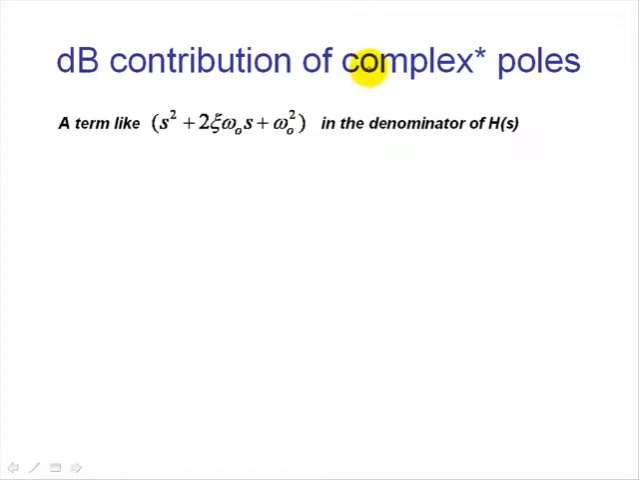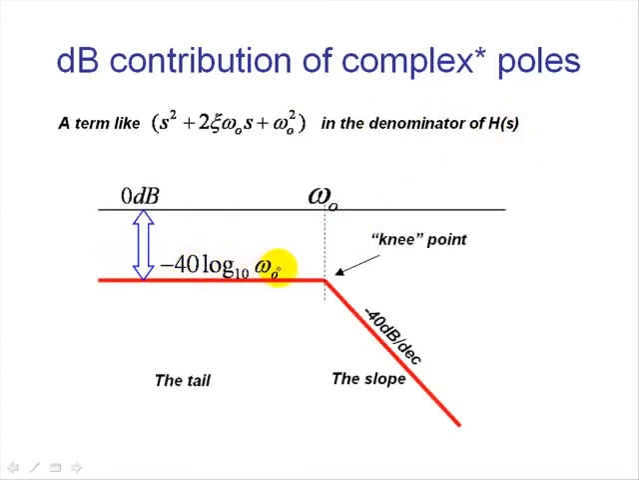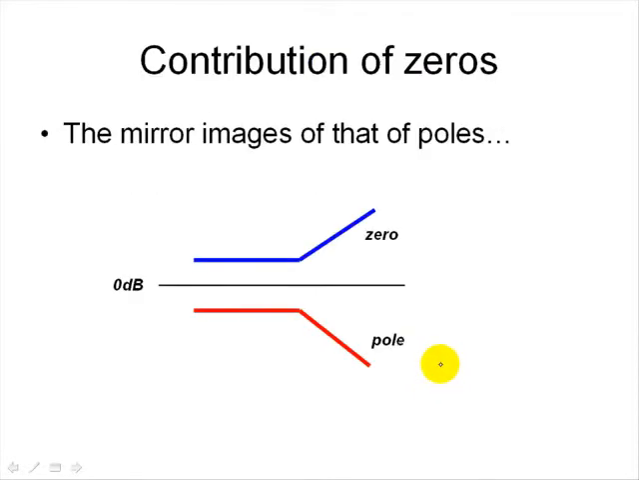A pair of complex conjugate poles is announced by a term like this one in the denominator. Its contribution is exactly the same as that of a double pole at omega naught, this value. It does not depend on the damping factor. The contribution to the amplitude plot of zeros is the mirror image to that of poles across the 0 decibels line. After this brief review, let's get on with our tutorial.